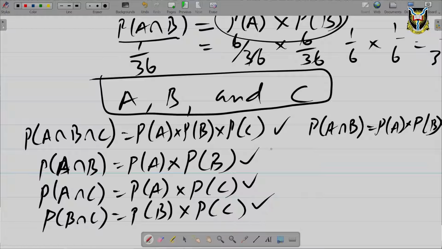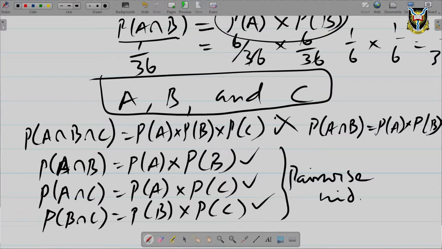But if only these 3 are satisfied, I mean the probability of A intersection B, A intersection C, and B intersection C, but the probability of A intersection B intersection C is not satisfied, then we conclude that A, B, and C are simply pairwise independent. They are not independent, but they are just simply pairwise independent.